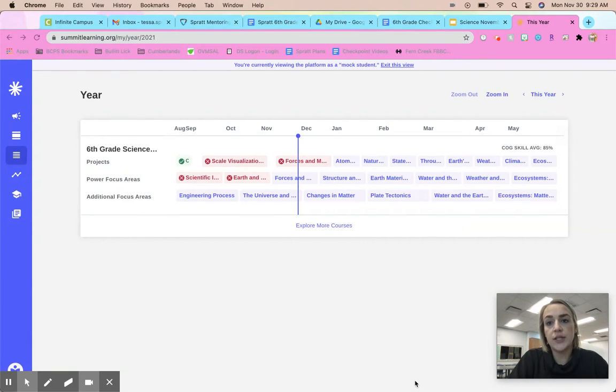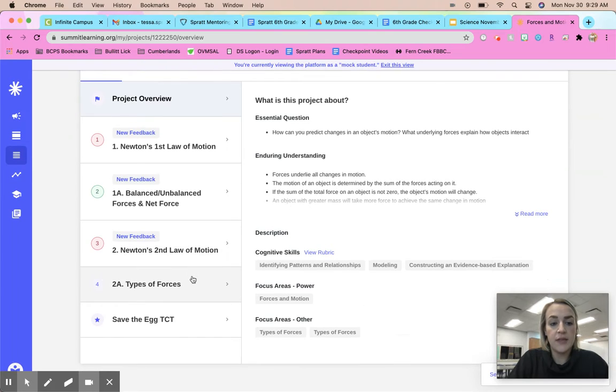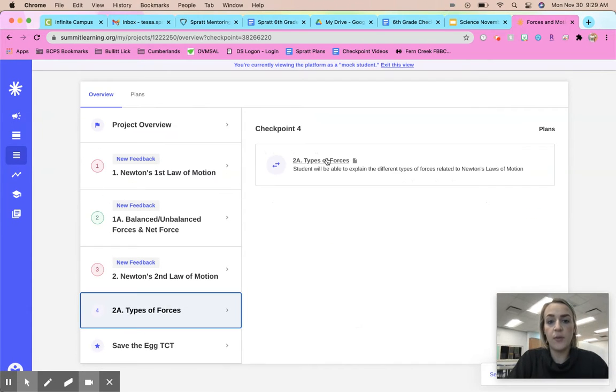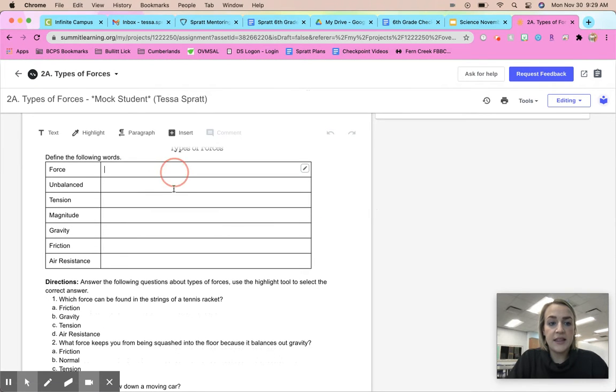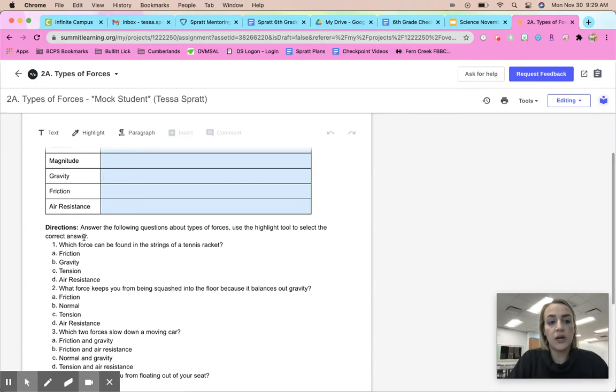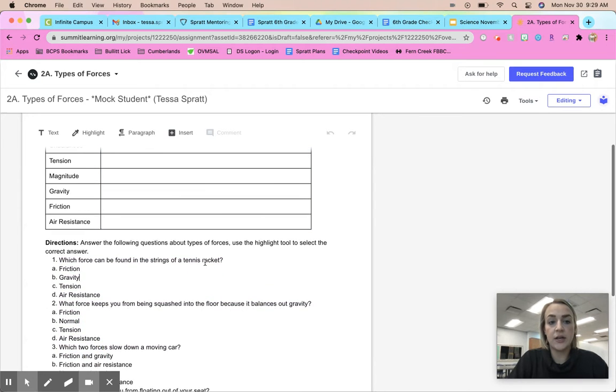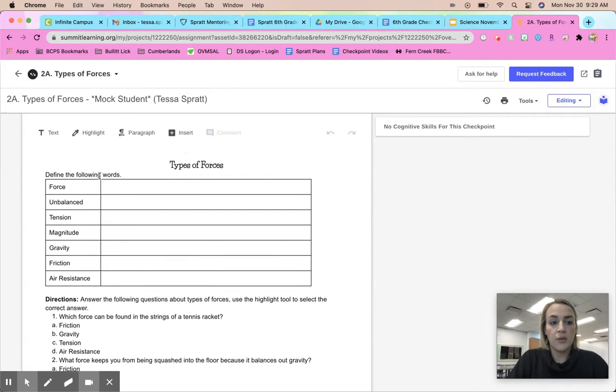Today we are going to be talking about the forces in motion project. If you will go to your year view, click forces in motion project, and we are on the checkpoint 4.2A types of forces. So go ahead and open that up. And we're going to be filling in these note takers with definitions, and then we're going to be answering these questions down here today. So we're going to start with force.